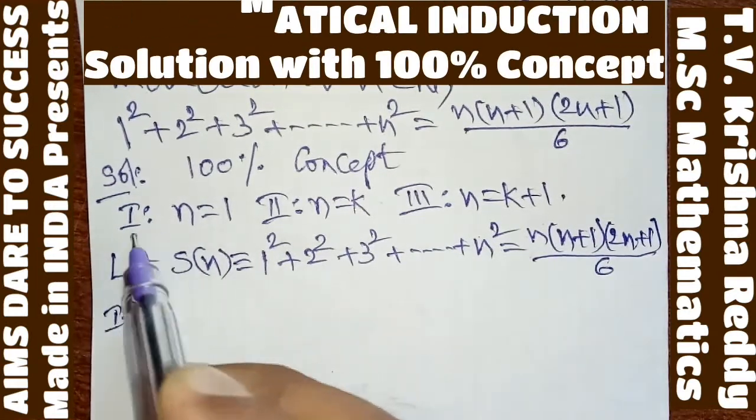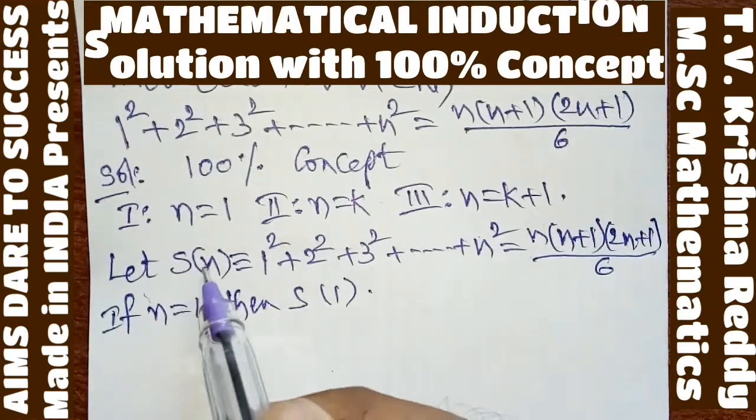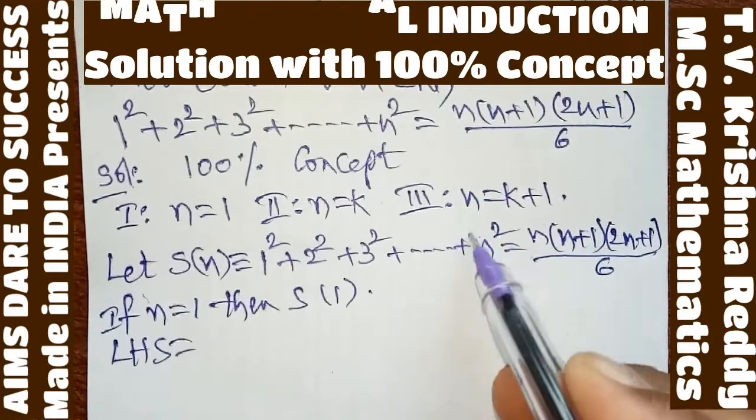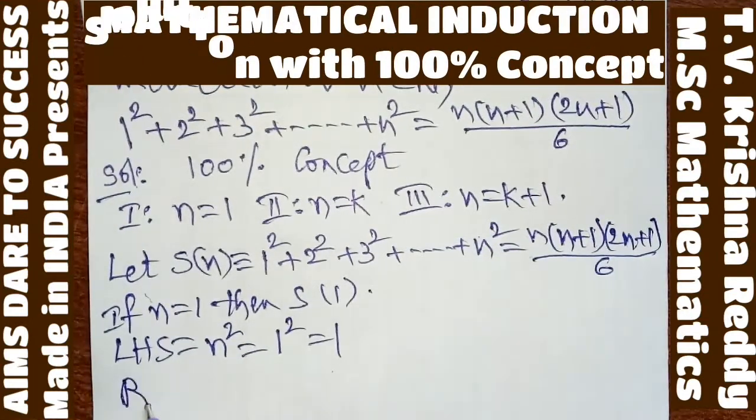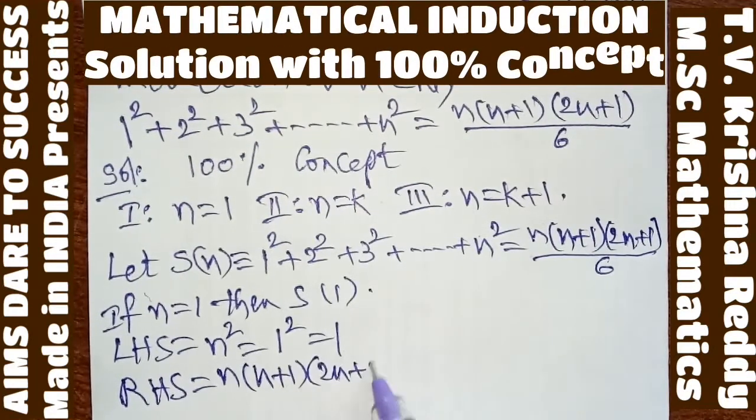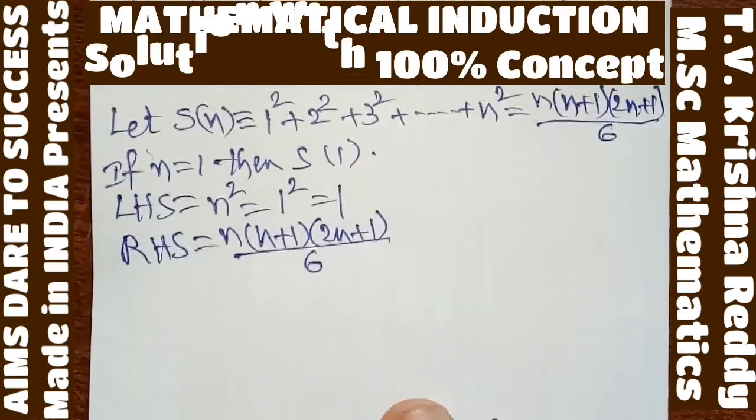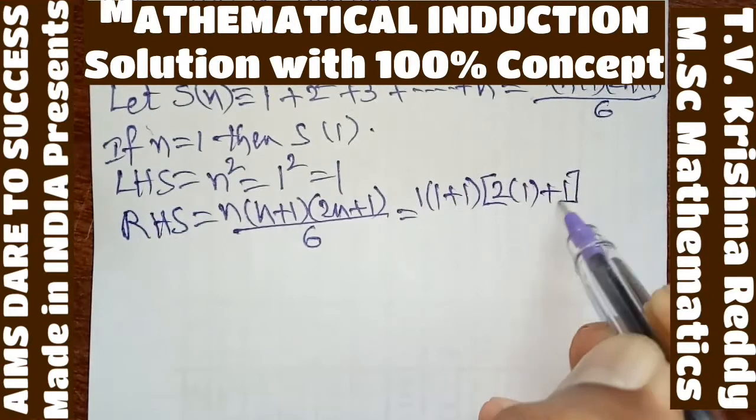After that I wanted to go to step 1. Step 1: if n is equal to 1, then S of 1. Take LHS. What is the value of LHS in the term n square? And what is the value of n? 1. 1 square is 1. Next, the RHS value. RHS value is n into n plus 1 into 2n plus 1 by 6. Here n value is 1. 1 into 1 plus 1 into 2 into 1 plus 1 by 6.